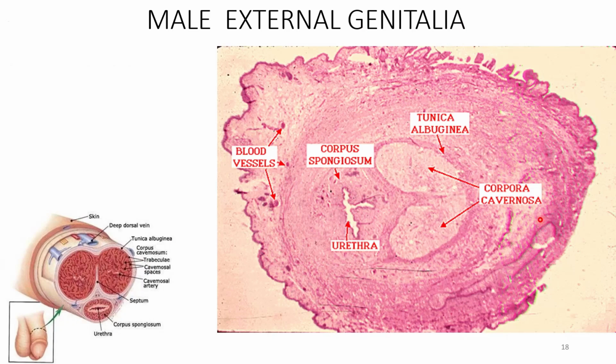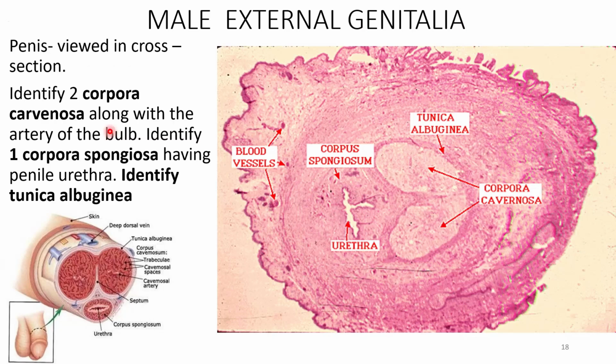Then this is the deep dorsal vein, you can see it there. Then you have some arteries. So it has two corpora cavernosa along with an artery of the bulb. You need to appreciate the one corpus spongiosum here, the tunica albuginia, and the two corpora cavernosa.